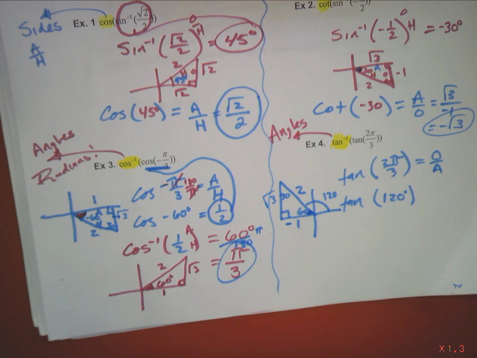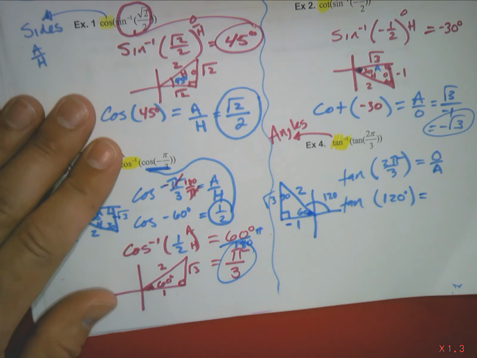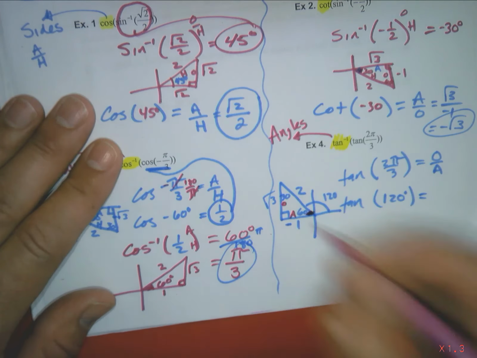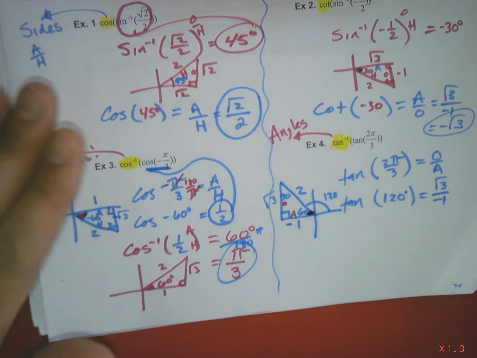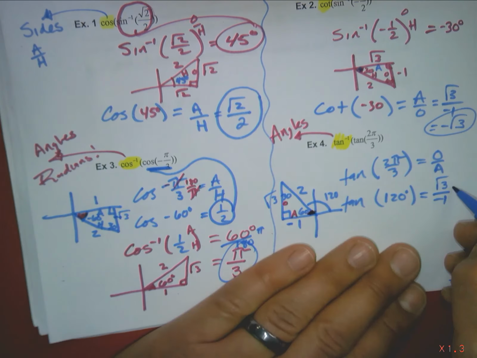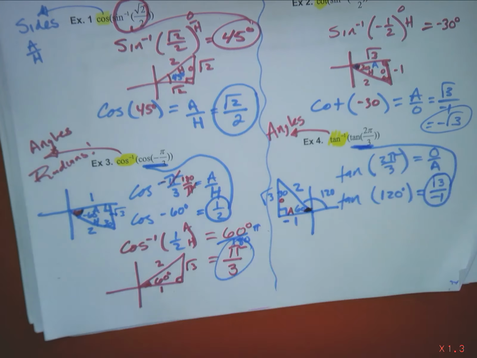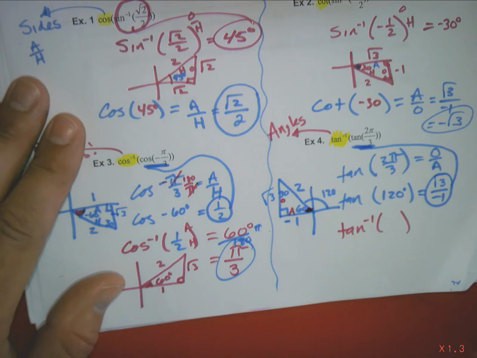All right, what's O? What's A? Opposite from that angle. What's this guy? What's opposite? Root 3 is opposite, so that means this one's adjacent. So I get root 3 over negative 1. So basically, I have the tangent of 2 pi over 3. I can take that and plug it in. So the real question now is, what is the inverse tangent of that ratio, root 3 over negative 1?